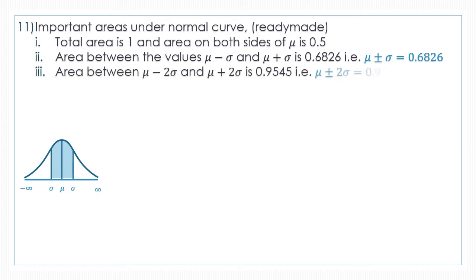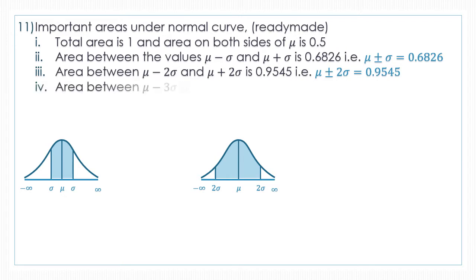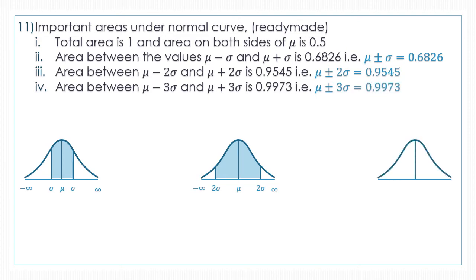Okay, the area between mu minus 2 sigma and mu plus 2 sigma is 0.9545, that is mu plus minus 2 sigma is 0.9545. We can again see the same thing here, 2 sigma on the right and left hand side of mu, and this is the area depicted. Similarly, the area between mu minus 3 sigma and mu plus 3 sigma is 0.9973. So we will write it down like this. The area is 0.9973. That means it covers almost the whole curve, because our total value is 1 and this is 0.9973.